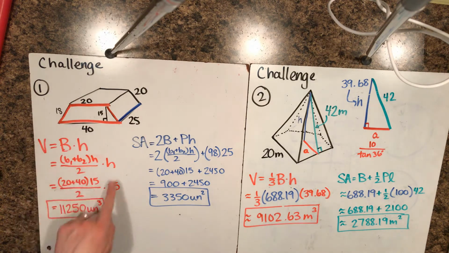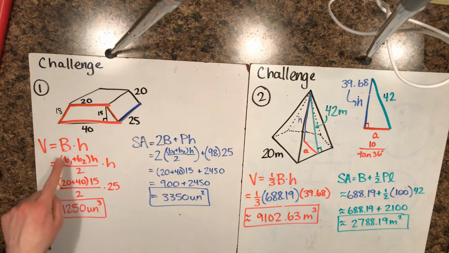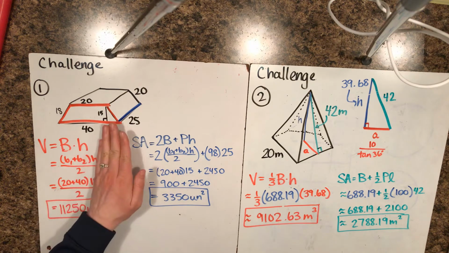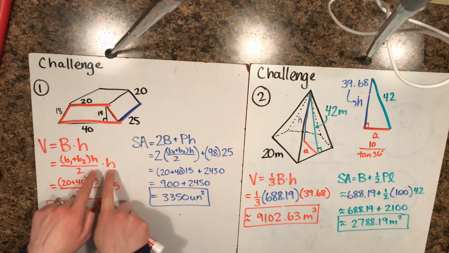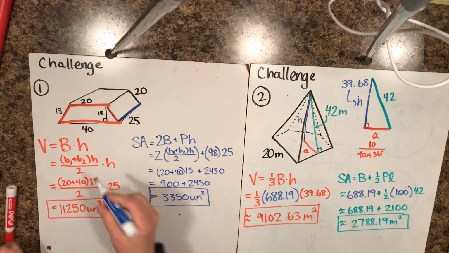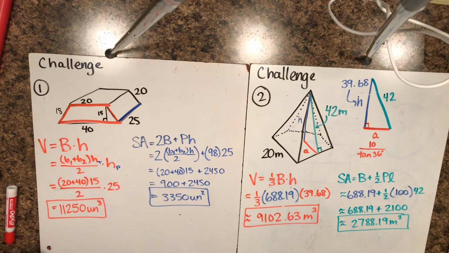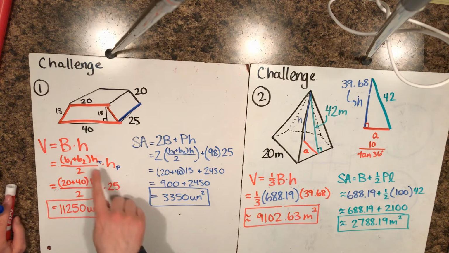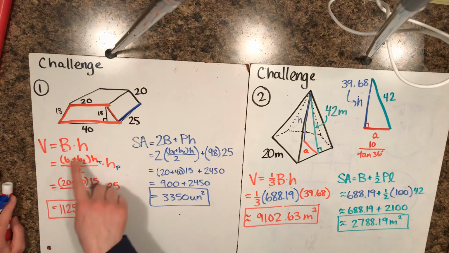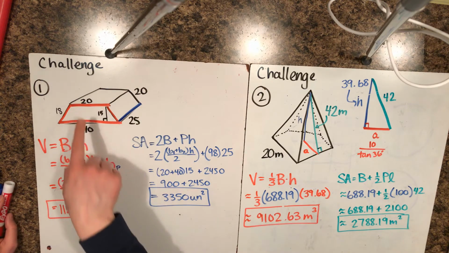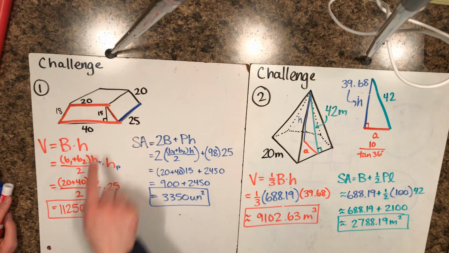So to find the area of a trapezoid, I have to find the average of the bases times the height of just the trapezoid. So I know I use H and H here, but just be really careful. This is the height of the trapezoid, and this is the height of the entire prism. Okay, so just recognize that those are not necessarily going to be the same number. So area of the trapezoid, 20 plus 40 divided by 2 times 15.